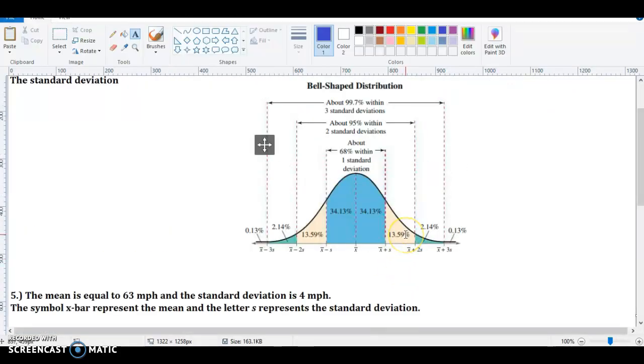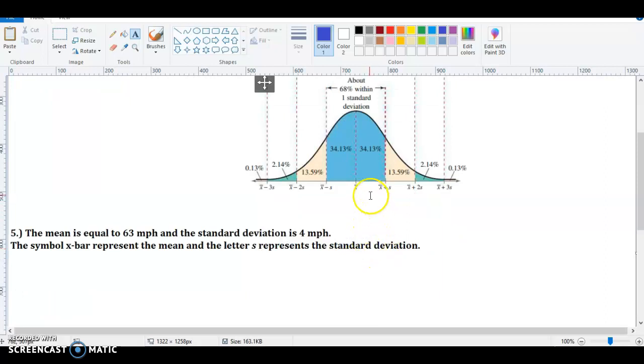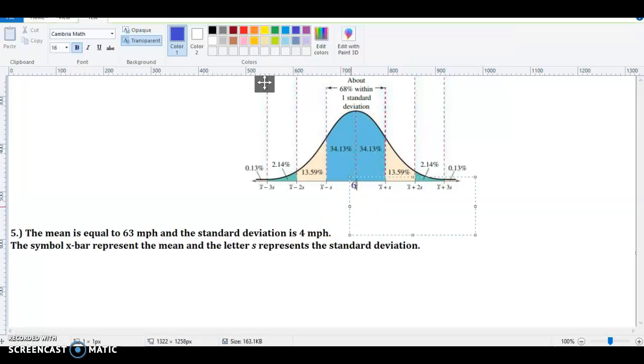Okay, so I've copied over the diagram for the empirical rule from the book. You want to notice what each of these symbols represents. X bar is going to represent the mean. The symbol X bar looks like an X with a bar on top of it. And the letter S will represent the standard deviation in our problem. The mean is equal to 63 miles per hour, so in our diagram, I'm going to put the number 63 underneath the symbol X bar. So that's the location of the mean in our graph.